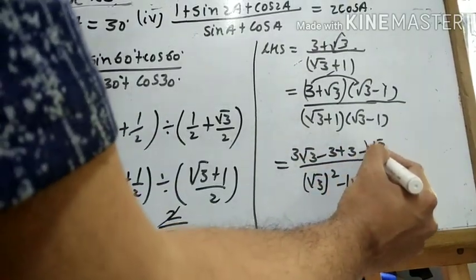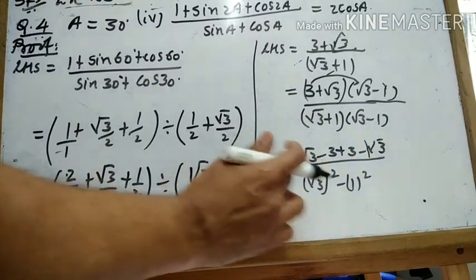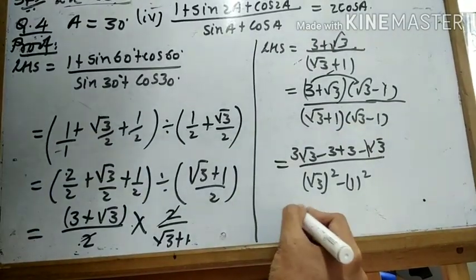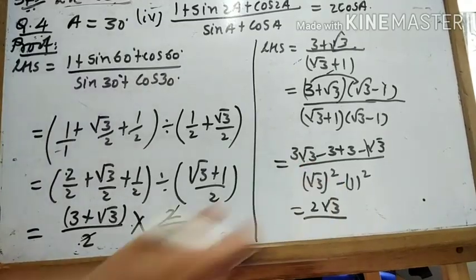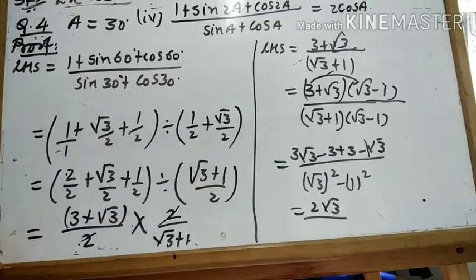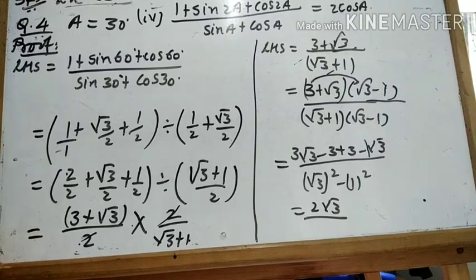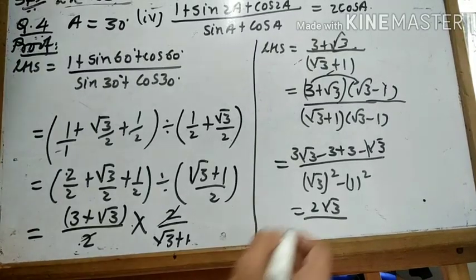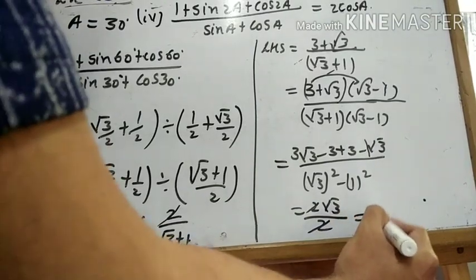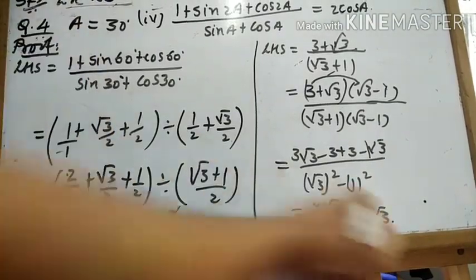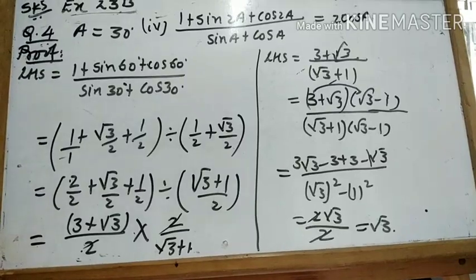Here nothing is there, so you can consider it as 1. 3 root 3 minus 1 root 3 is nothing else but 2 root 3. And if you do the mental calculation, root 3 square minus 1, root 3 square is 3, minus 1 is 2. So this 2 and 2 get cancelled. Here the answer will be root 3. That is, the LHS value is root 3.